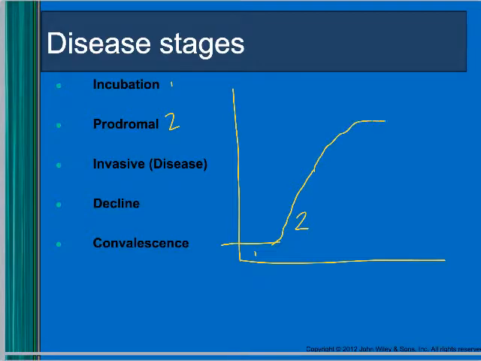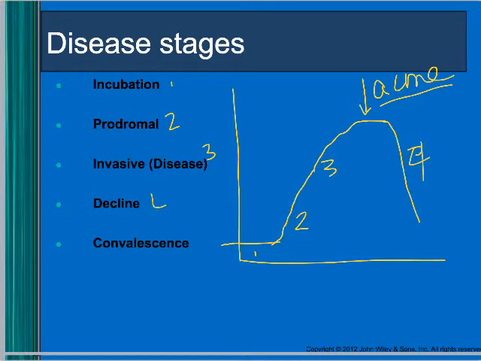And then invasive, and then it will peak. And when they peak, they call that acme. So that's the peak. So invasive is it goes up. Okay, and that might be when they say the fever broke. So the fever breaks and you start to feel better, and that's decline, which is 4, and then convalescence is at the bottom. It's when you're starting to feel better and you're recovering.